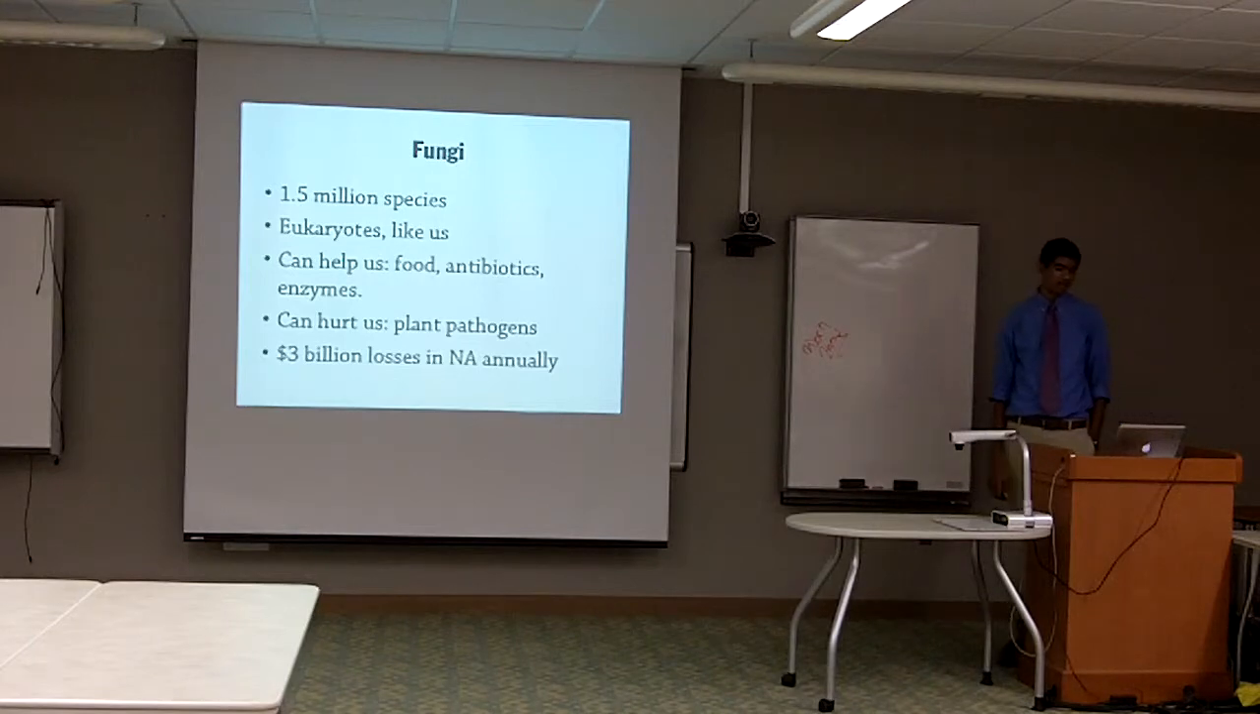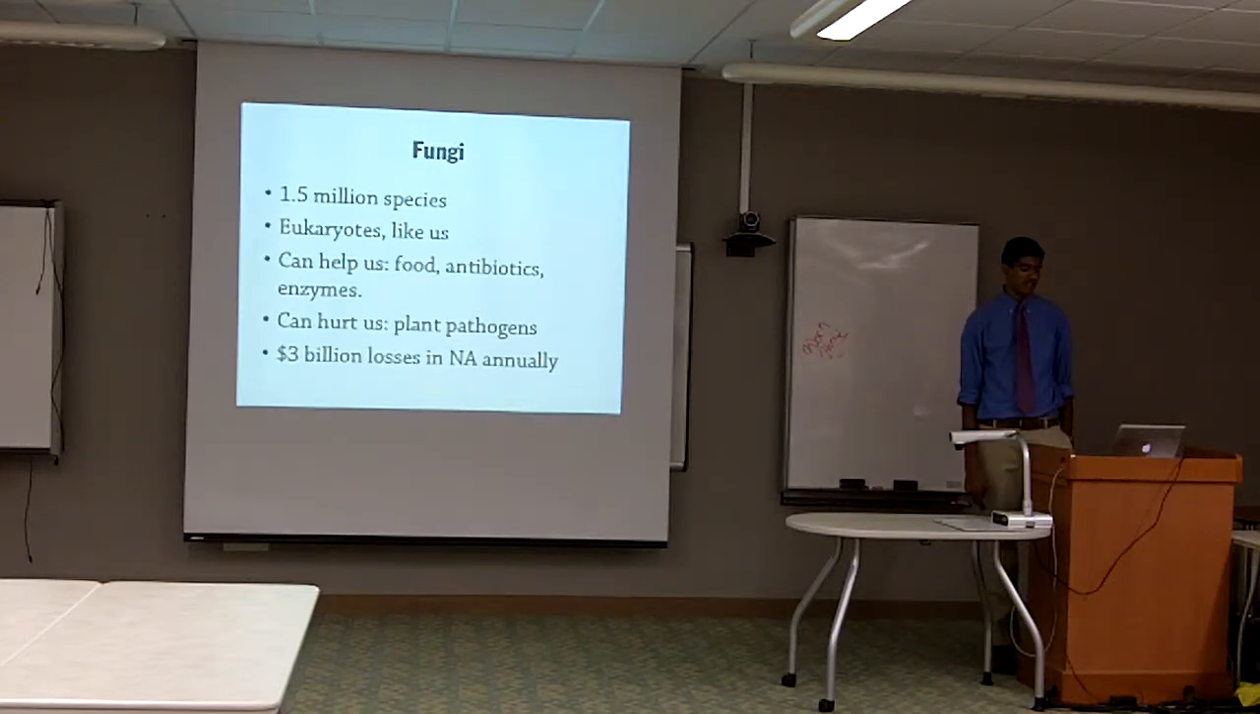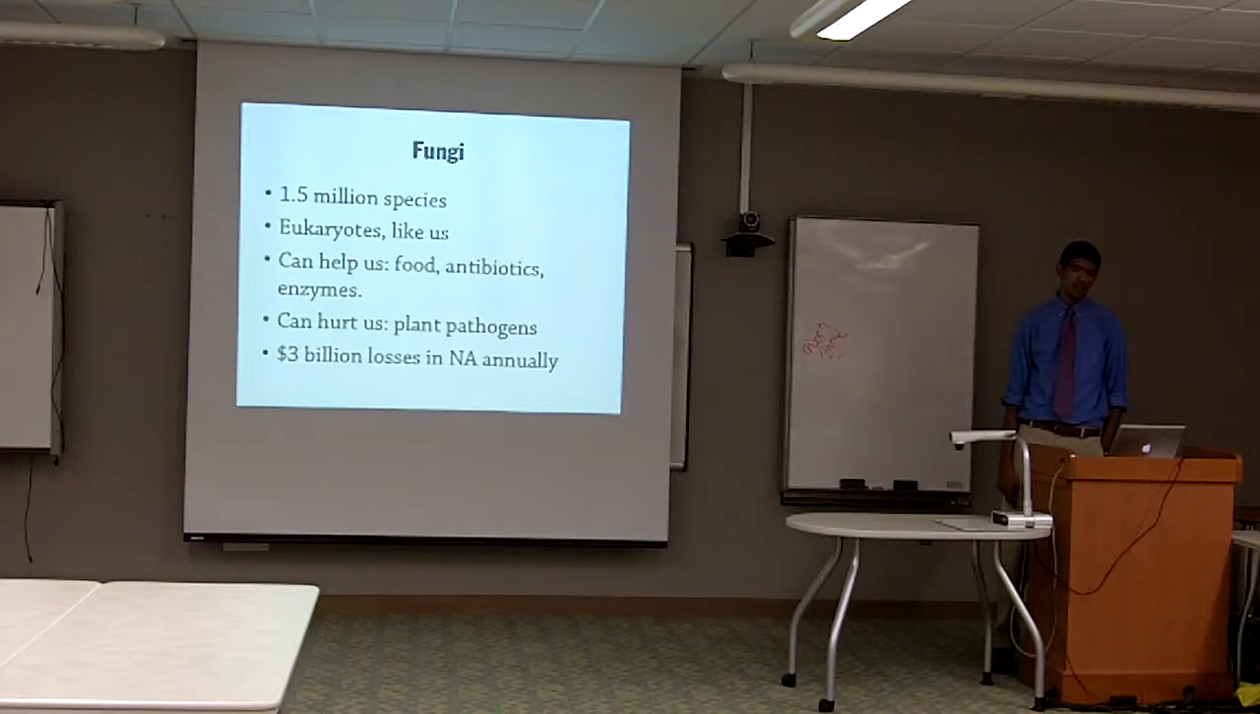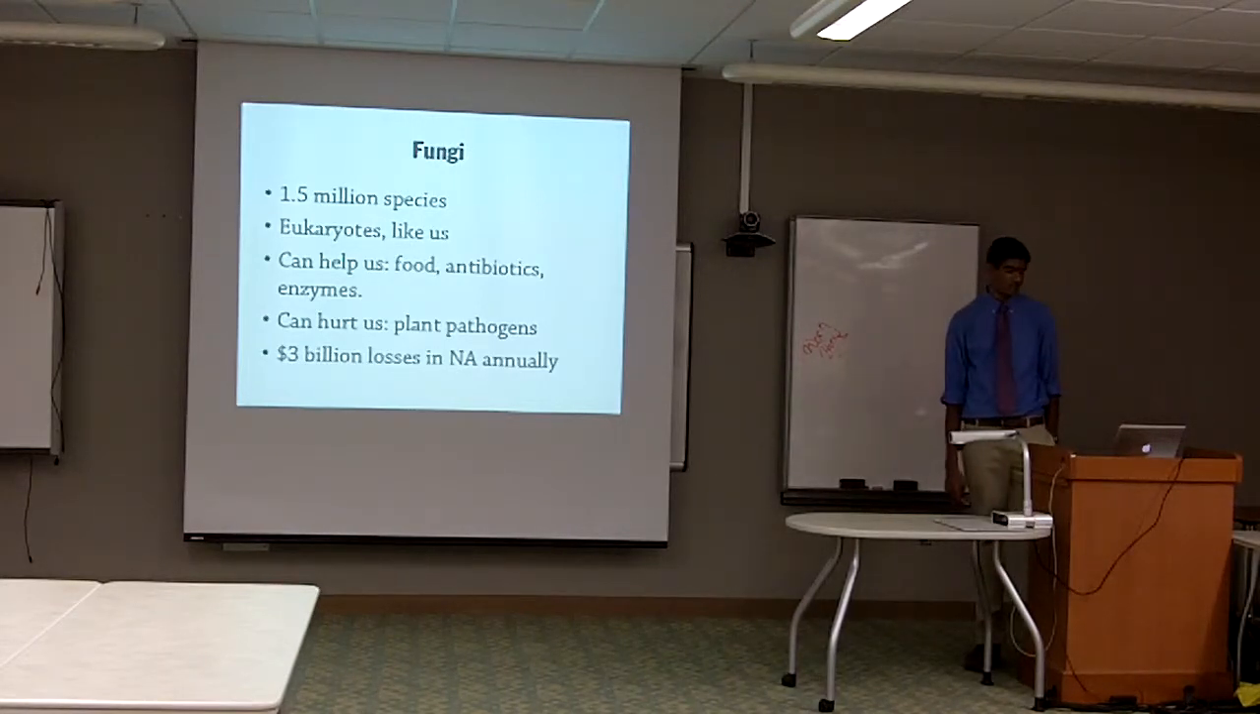So I want to begin with a broad overview of fungi. This is a kingdom of eukaryotes constituting about 1.5 million species. And since they're eukaryotes, they have nuclei, and they're actually very complex organisms. So they're interesting to humans for a number of different reasons. On the one hand, they can be very beneficial to us. For example, they can produce food like baker's and brewer's yeasts, antibiotics like penicillin, and other enzymes that are just useful in a number of different settings.